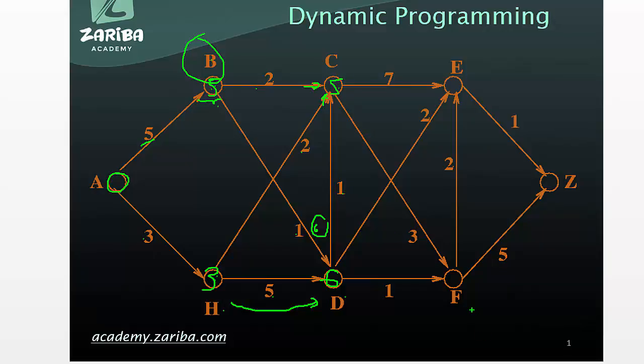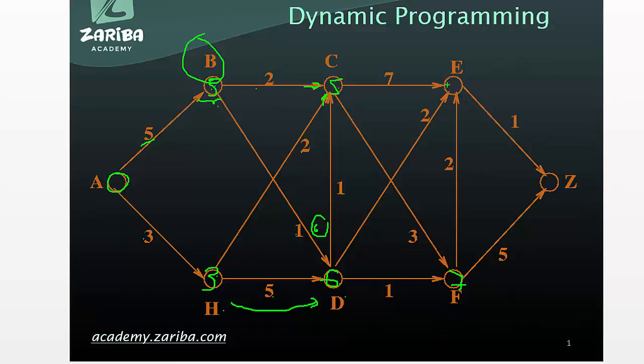So which is the one that we should pick next? We have the F. There are 2 ways to go to F. One of them is from C, the other one is from D. From C we have 5 plus 3, which is 8. From D we have 6 plus 1, which is 7. So here we put a 7.